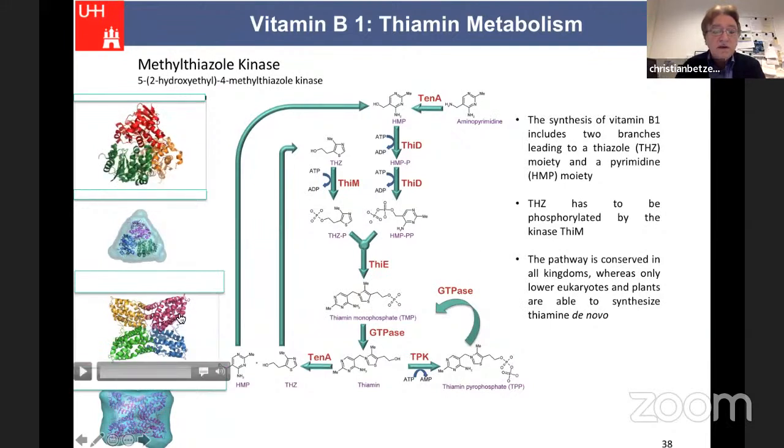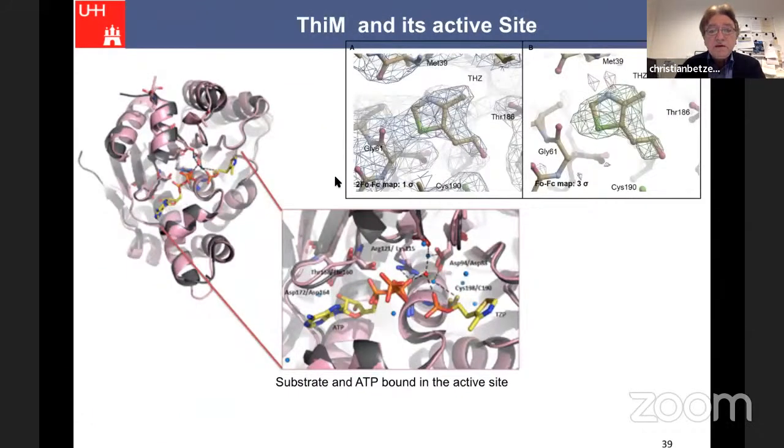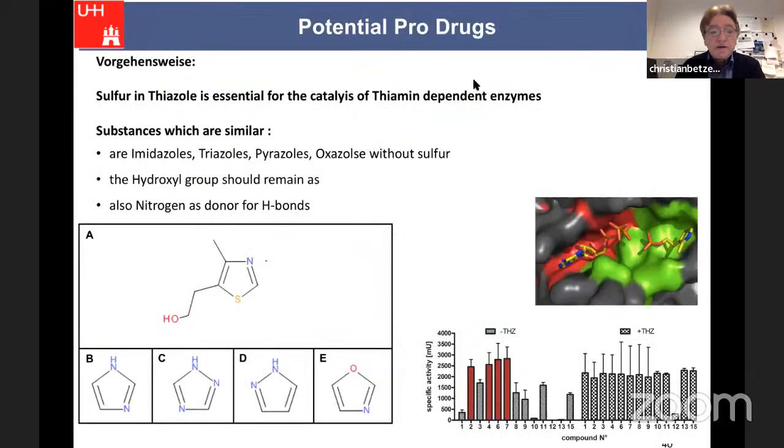That's Tim here and 10.8 in here. And Tim was our target. So we used it to identify prodrugs which are similar to the natural substrate THZ. You see the structure in complex. We redesigned some compounds which are close to THZ, shown here, knowing that the sulfur is essential.